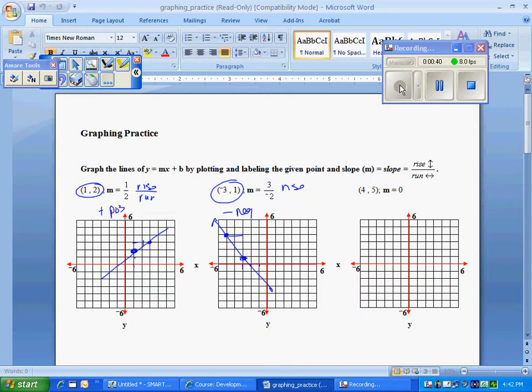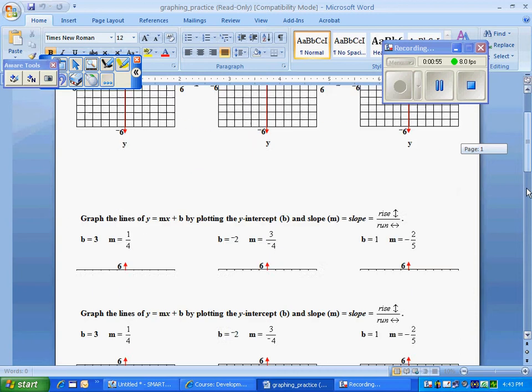The starting position for the third one is over 4 and up 5. And now the slope of that is 0, meaning there's no slant, so it's going to be this horizontal line.